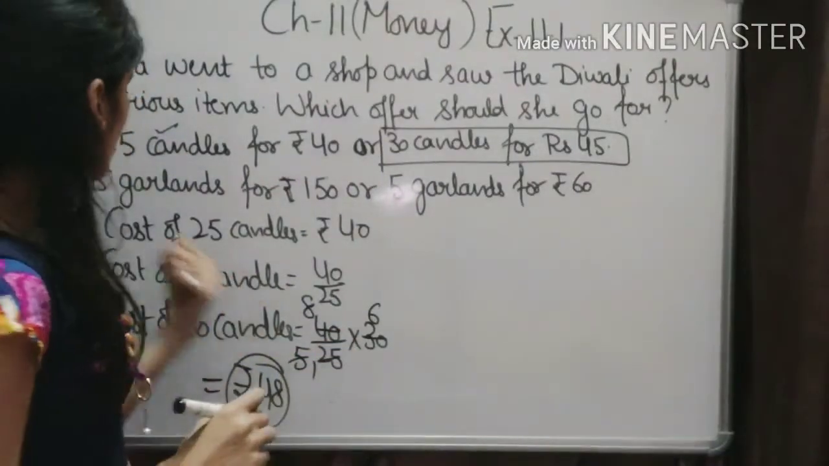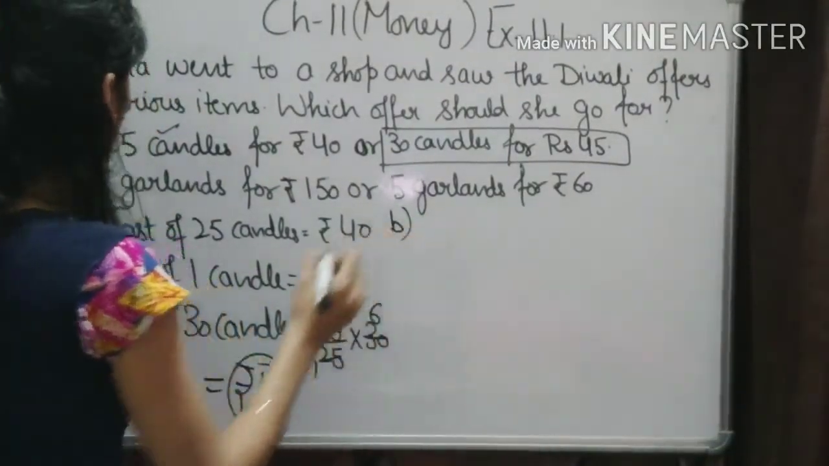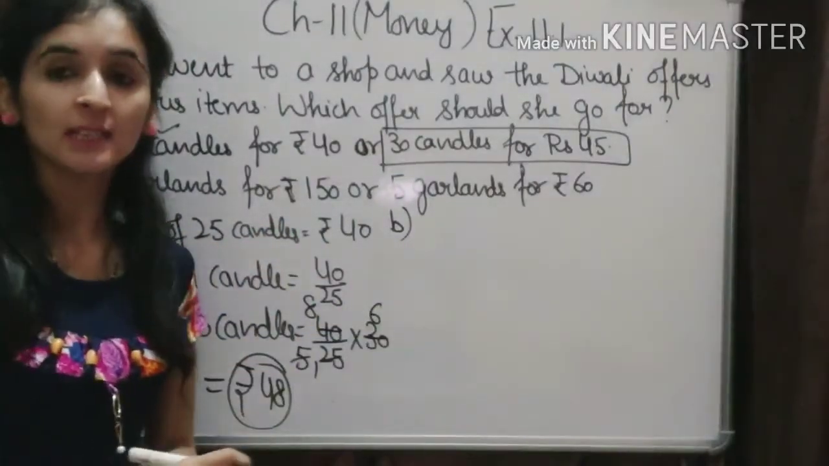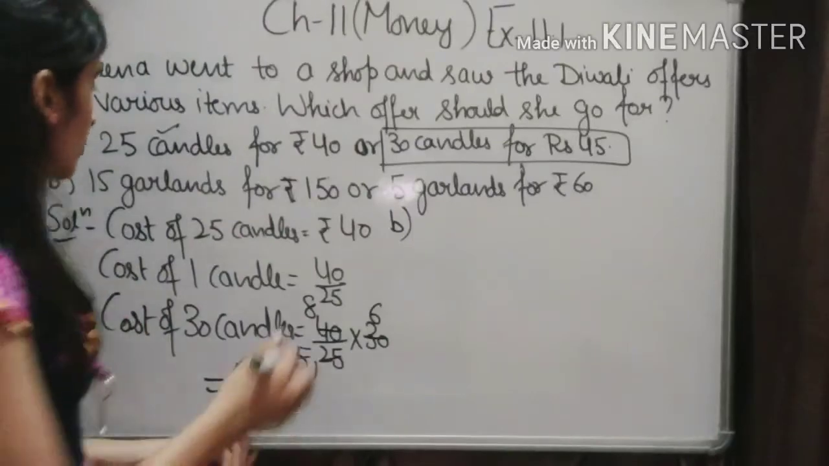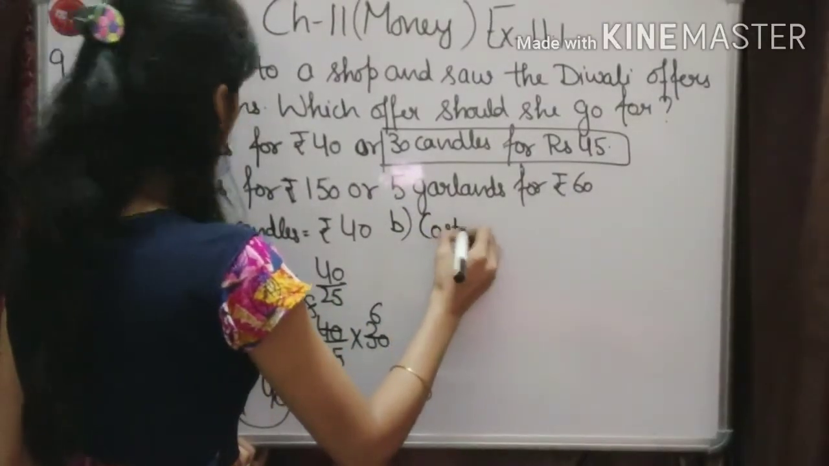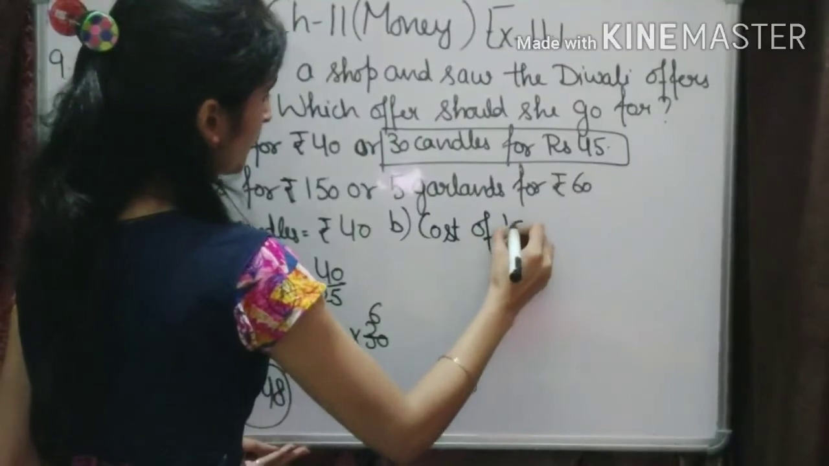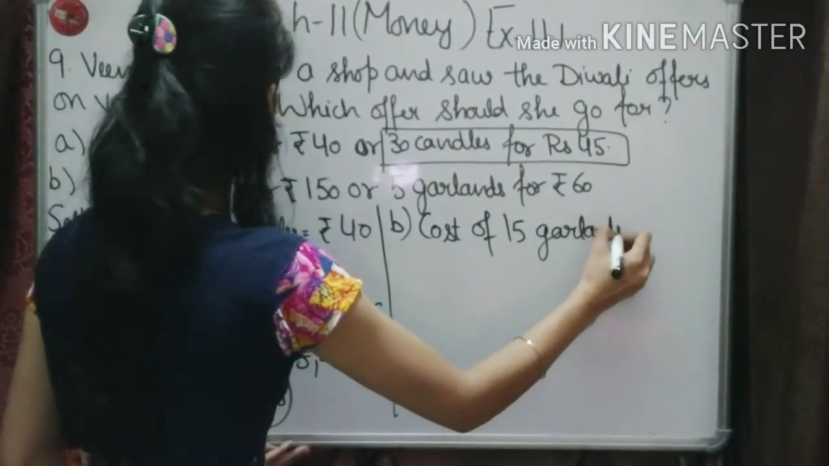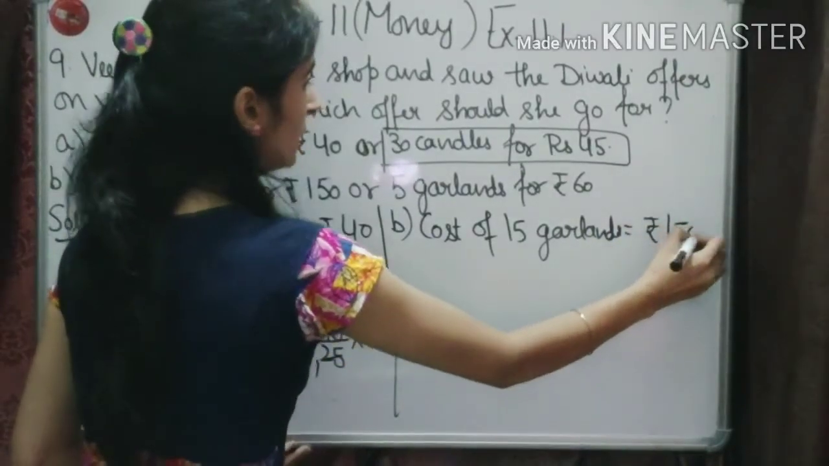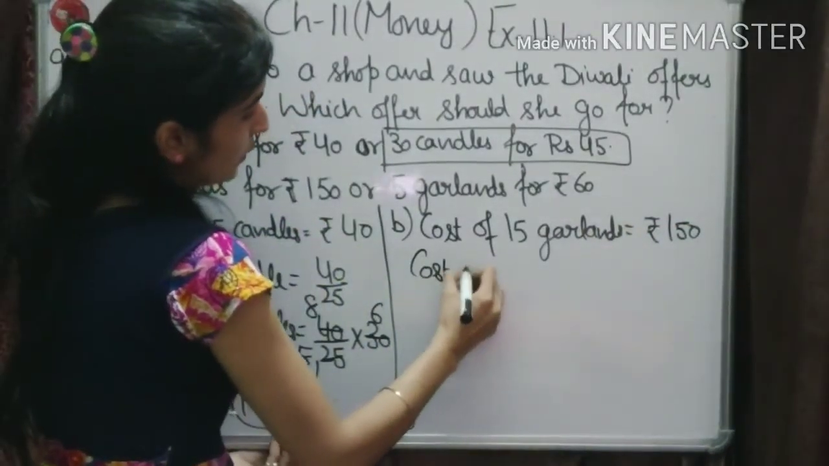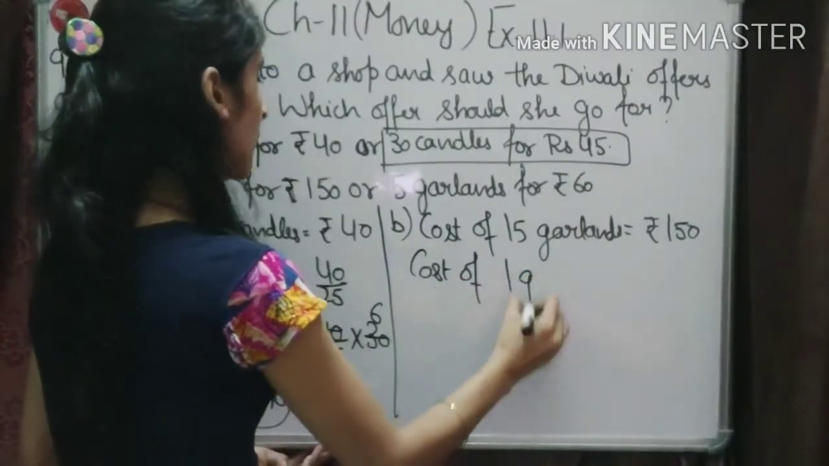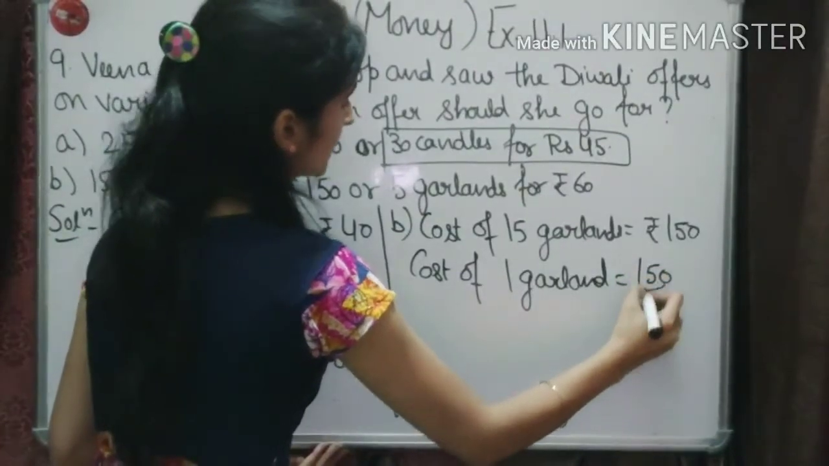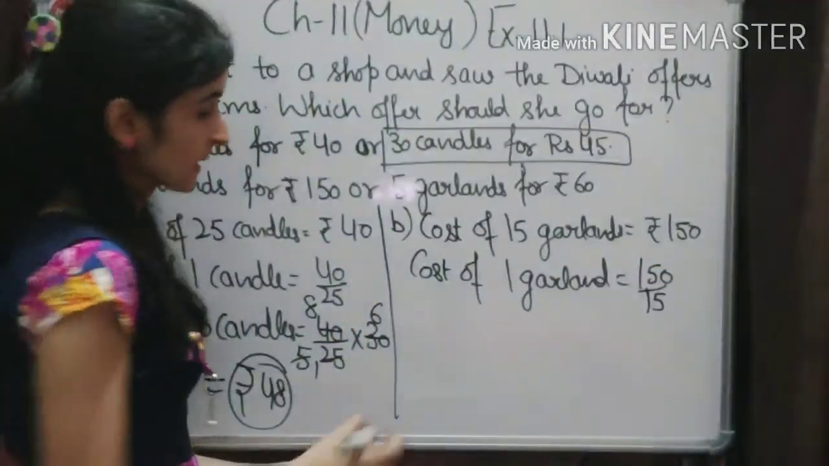Now if I talk about B part, then in B part we have been given 15 garlands for rupees 150 and 5 garlands for rupees 60. So if I talk about 15 garlands, then cost of 15 garlands is equal to rupees 150 and cost of one garland will be equal to 150 by 15, right?